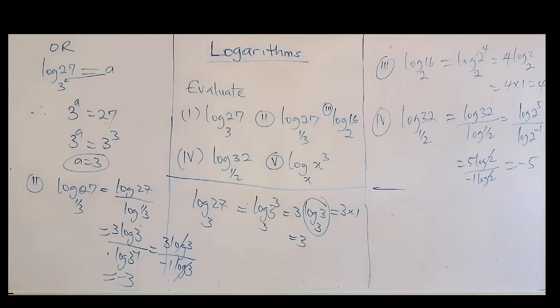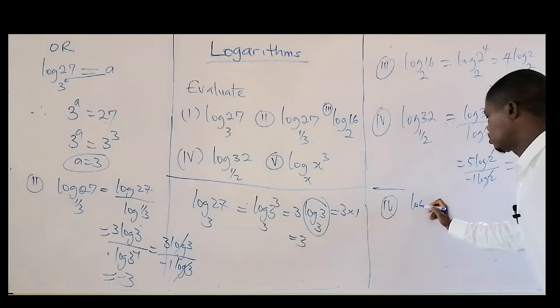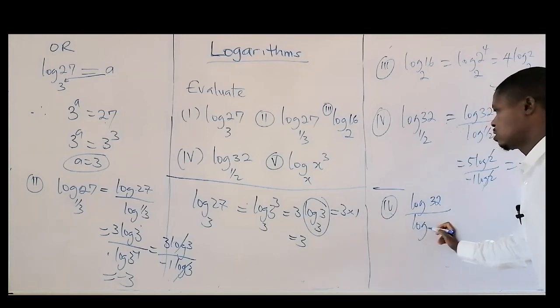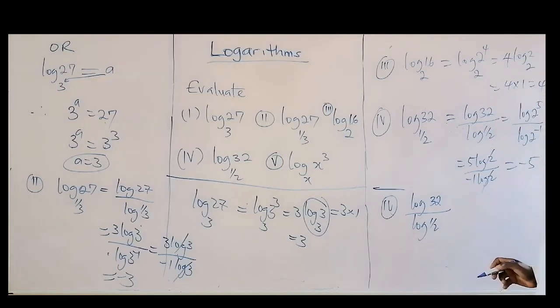Then we go to the fourth one, the same way. That's log 32 over log half. I think I've done that one. That one is done.